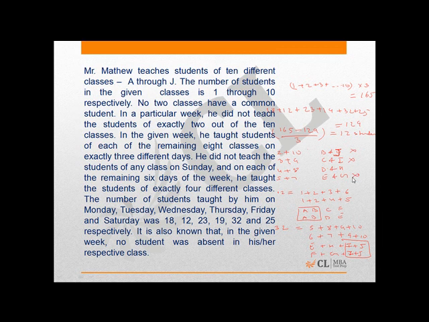These two classes must be there in those 8 classes. We have determined the two classes D and H which he did not teach on the given week. Now, so he is not teaching D and H, that means this case is ruled out. So Friday he is teaching F, G, I and J, sorry, and on Tuesday he is teaching A, B, C and F. He is not teaching A, B, D and E.